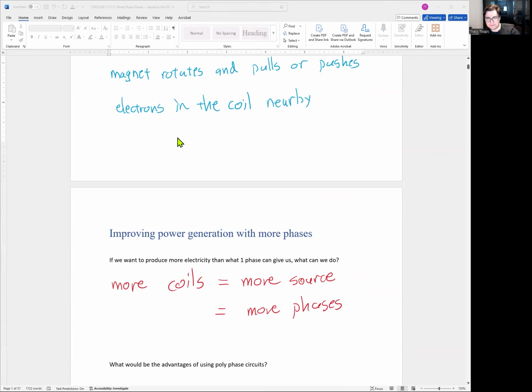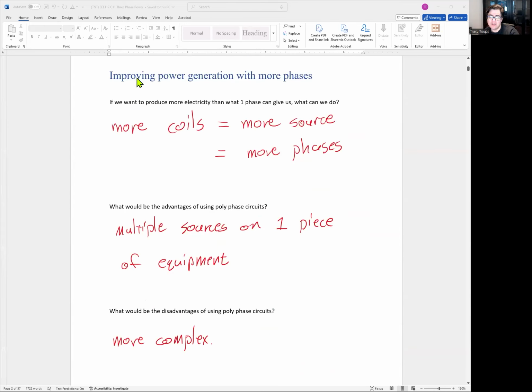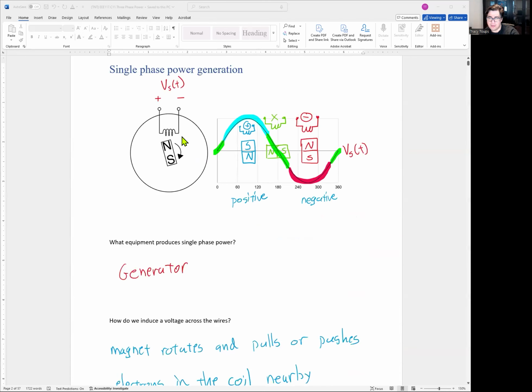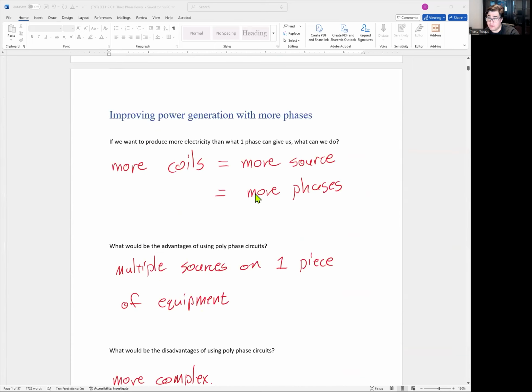People got smart. Well, let's keep going. Let's improve the power generation and add more phases, because people realized there's a lot more room. Instead of just putting one coil, we could put another one here, we could put another one there. We could get more wires through and get more voltage sources out of a giant piece of metal. That's pretty much what they thought of. So more coils equal more sources and more phases.